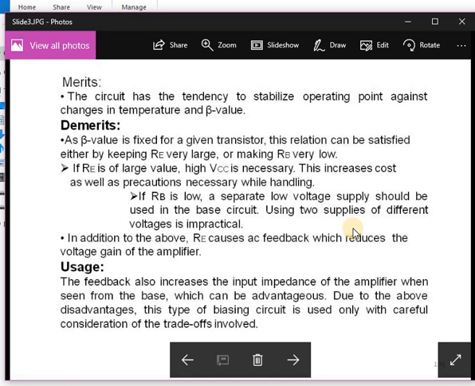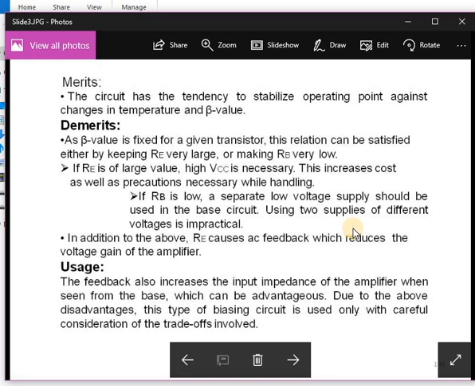In addition to the above, RE causes AC feedback, which reduces the voltage gain of the amplifier. Increasing the resistance value of the emitter requires a high VCC. In addition to that, RE provides feedback, which causes AC feedback and reduces the voltage gain of the amplifier.